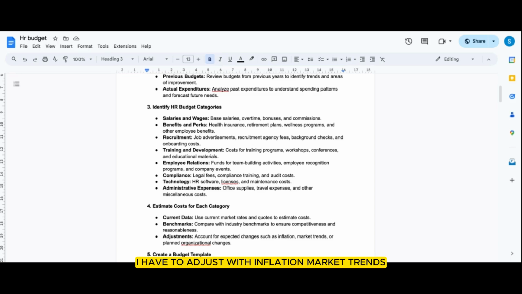I have to adjust with inflation, market trends. Let's take an example. There is a company and they already have their salary data, what they have paid. Now they are proposing, they are doing the budget for the next year. They saw the salaries are increasing as per the salary survey 7-8% every year.